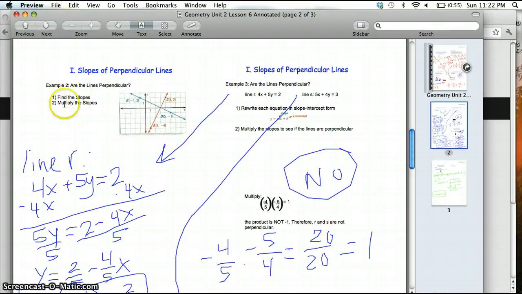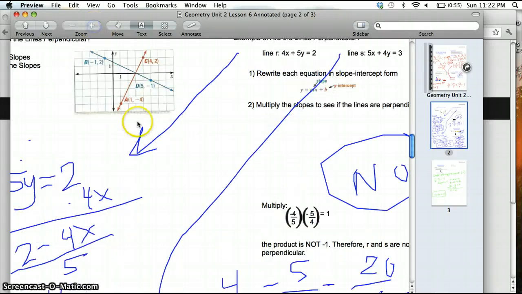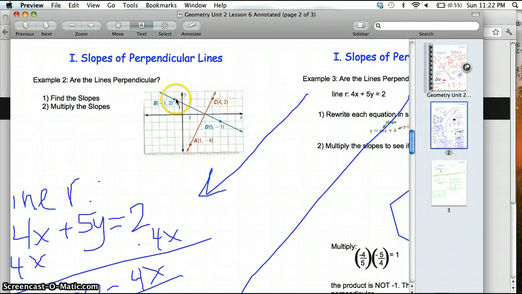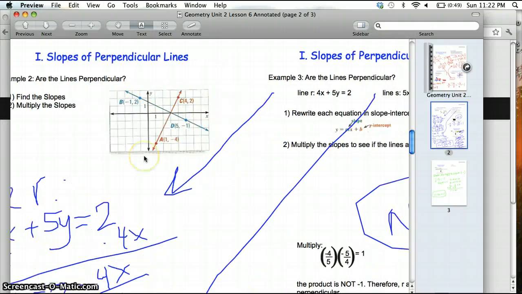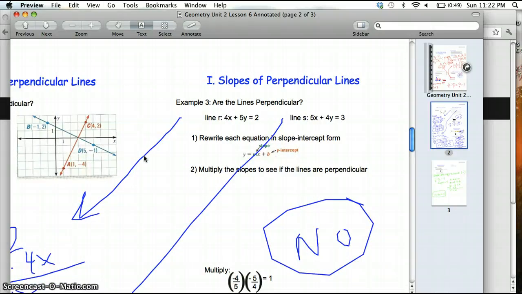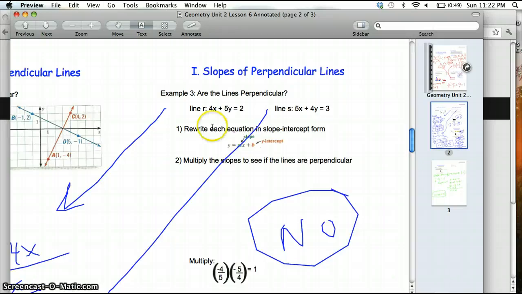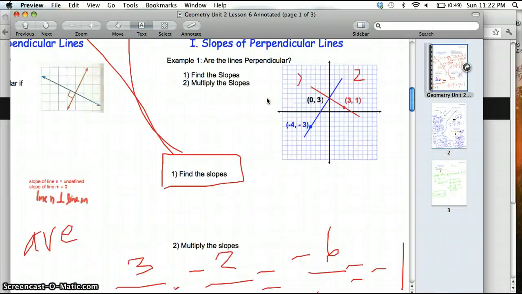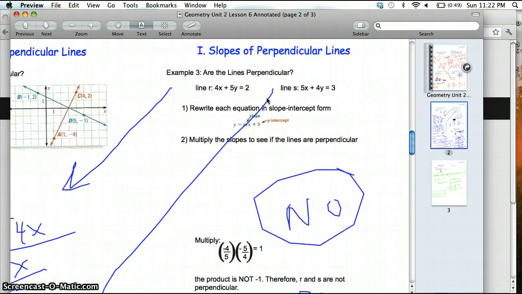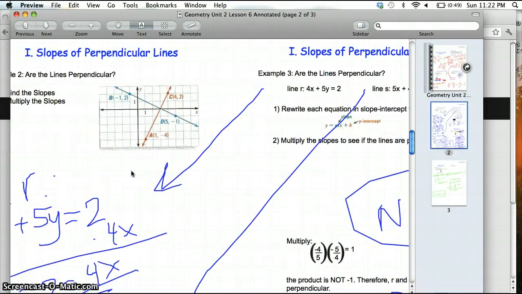Now, let's go down to example number 2. Again, the question is find the slopes and multiply the slopes because we're trying to prove if the lines are perpendicular. Actually, I'm sorry, let's do example number 3. I actually didn't do example number 2. So you need to do example number 2, and I will do example number 3. It says, are the lines perpendicular? Now, in our example up here, we used a graph. Down here, we don't have a graph. We have two equations, and we need to turn both of these lines into y equals mx plus b form. So let's do that first.